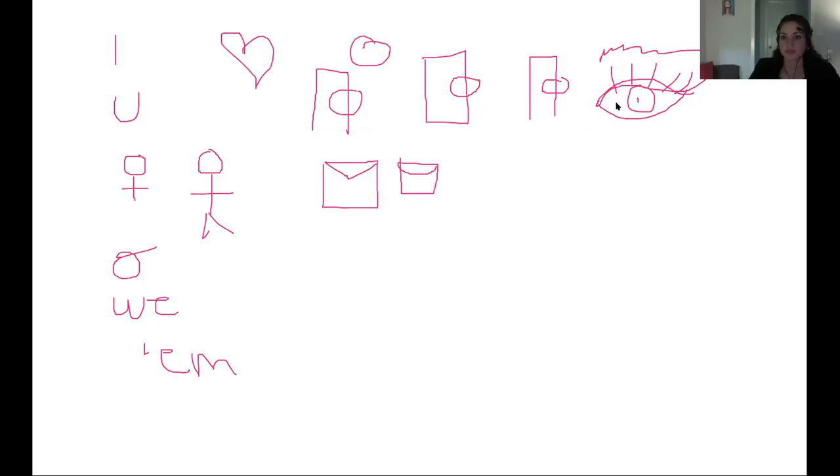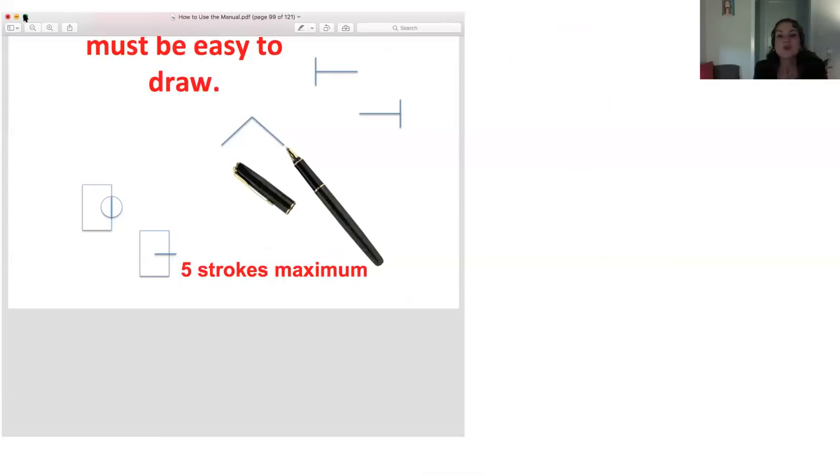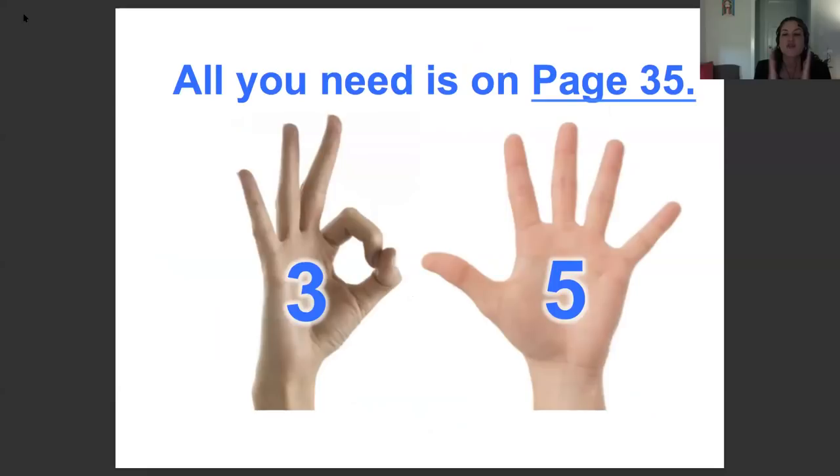All right. Very good. So let's go back to the presentation. Okay. We need symbols to be simple. Now, this is the most important thing I can share with you guys tonight. For you to learn your symbols, everything you need to learn your symbols is on page 35, okay? Everything you need to get those symbols to become automatic to you, to get them pouring out of your fingers, to look at them on the page and know exactly what you meant, is on page 35 of your manual.